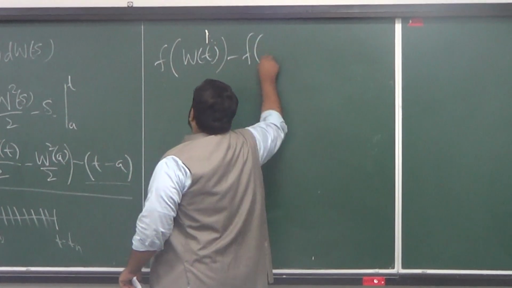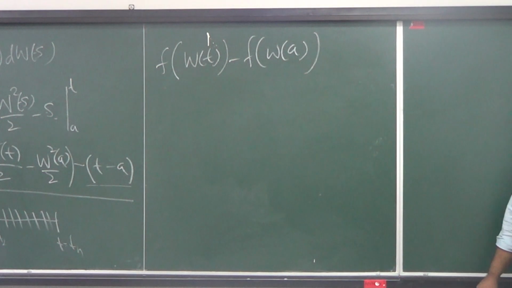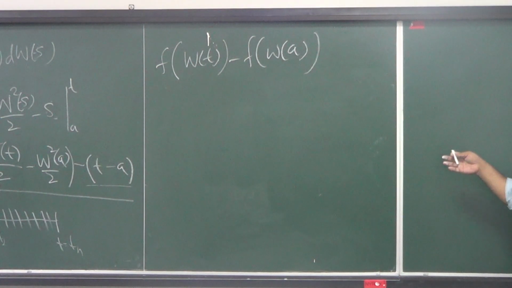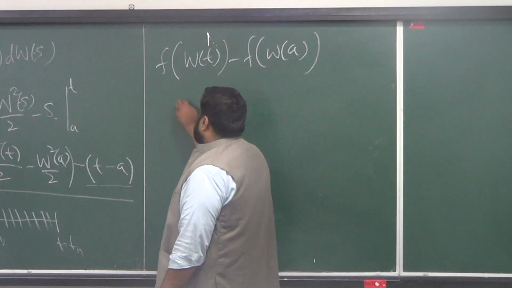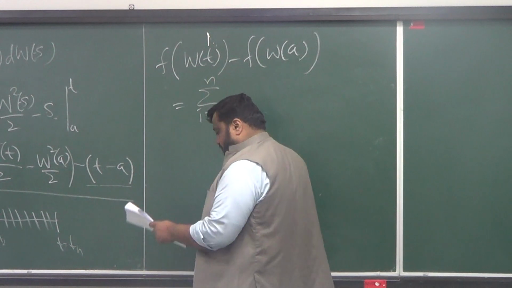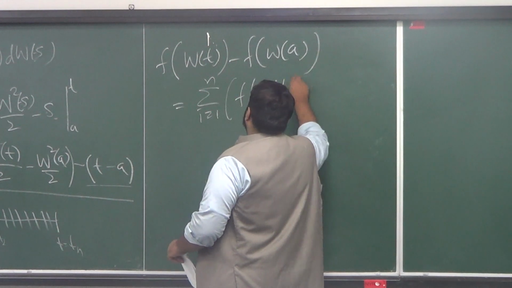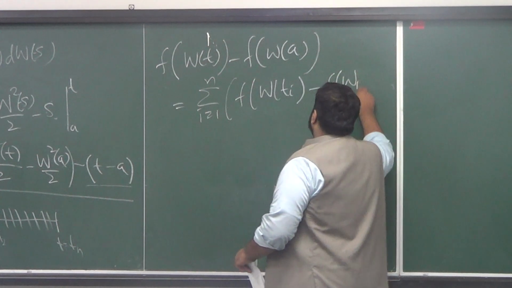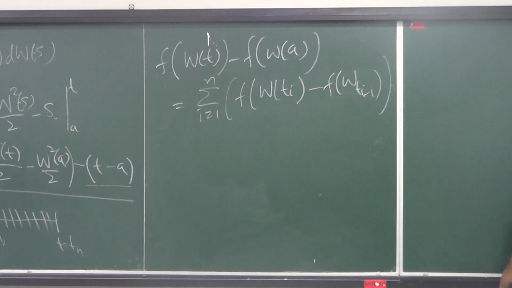And I want to compute, for example, this difference, which is f of the Brownian motion at t minus f of W of a. That's what I would like to compute, and I would like to see what this is equal to in the sense of the integral. Then I can write this as a telescopic sum from 1 to n, f of W of ti minus f of W of ti minus 1. So you can write it in this manner.